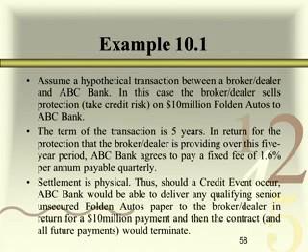Settlement is physical. Should a credit event occur, the bank would be able to deliver any qualifying senior unsecured Folding Autos paper to the broker-dealer in return for a 10 million payment. And the contract and all future payments would terminate. If the credit event does not occur, then it expires when the contract's over. And that's what it looks like.